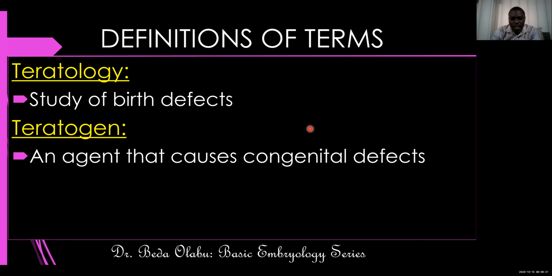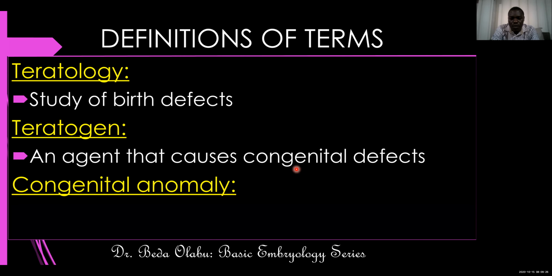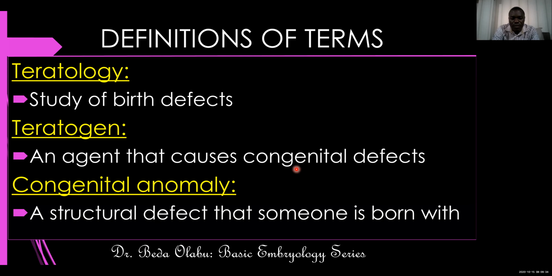And so perhaps the other thing we need to define is congenital. The term congenital means you are born with it. Now, the term congenital anomaly, therefore, means a structural defect that someone is born with. That means an anomaly is a structural defect, something anatomical. An anatomical abnormality that a baby is born with is called a congenital anomaly.